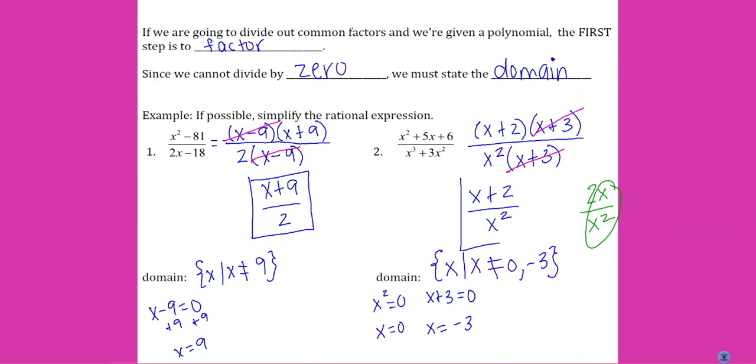So basically you can't cancel something that is attached with a plus or minus to something else. Same idea over here. If the 2 had been a 3, you can't simplify 9 over 3 because the 9 is attached to the x with this plus sign. That's all for today. I'll see you in class.